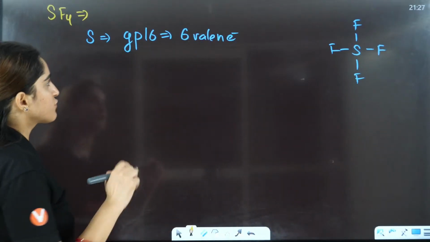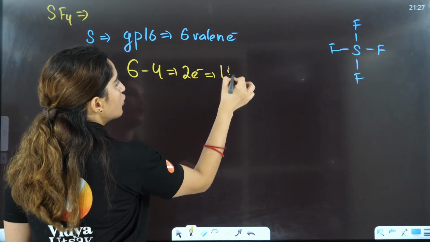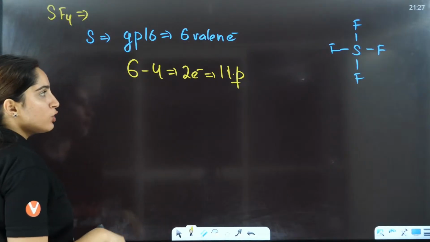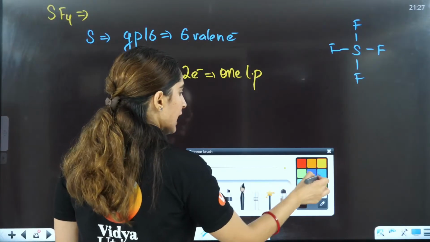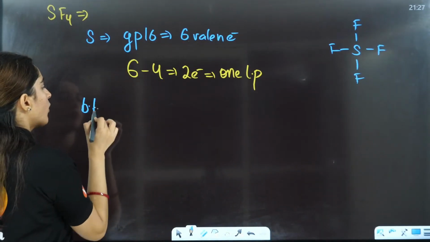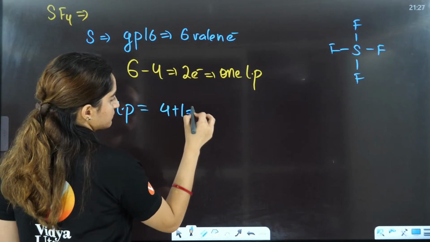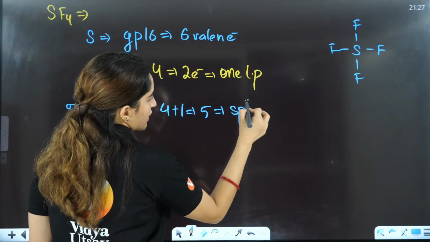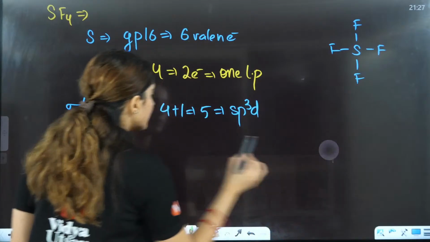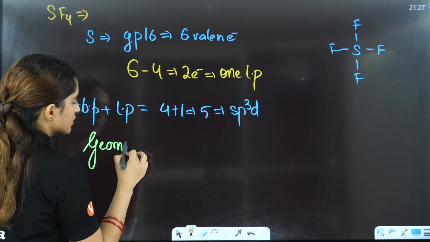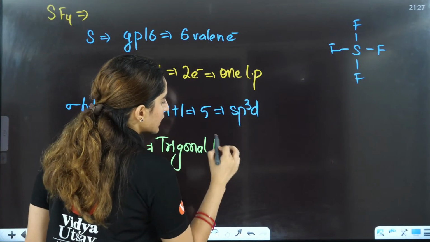4 bond pairs it is forming. So 6 minus 4 means 2 electrons, means 1 lone pair. If it is 1 lone pair, that means bond pair plus lone pair is going to be 4 plus 1, that is 5. sp3d, that is trigonal bipyramidal. Okay, so geometry is going to be trigonal bipyramidal.